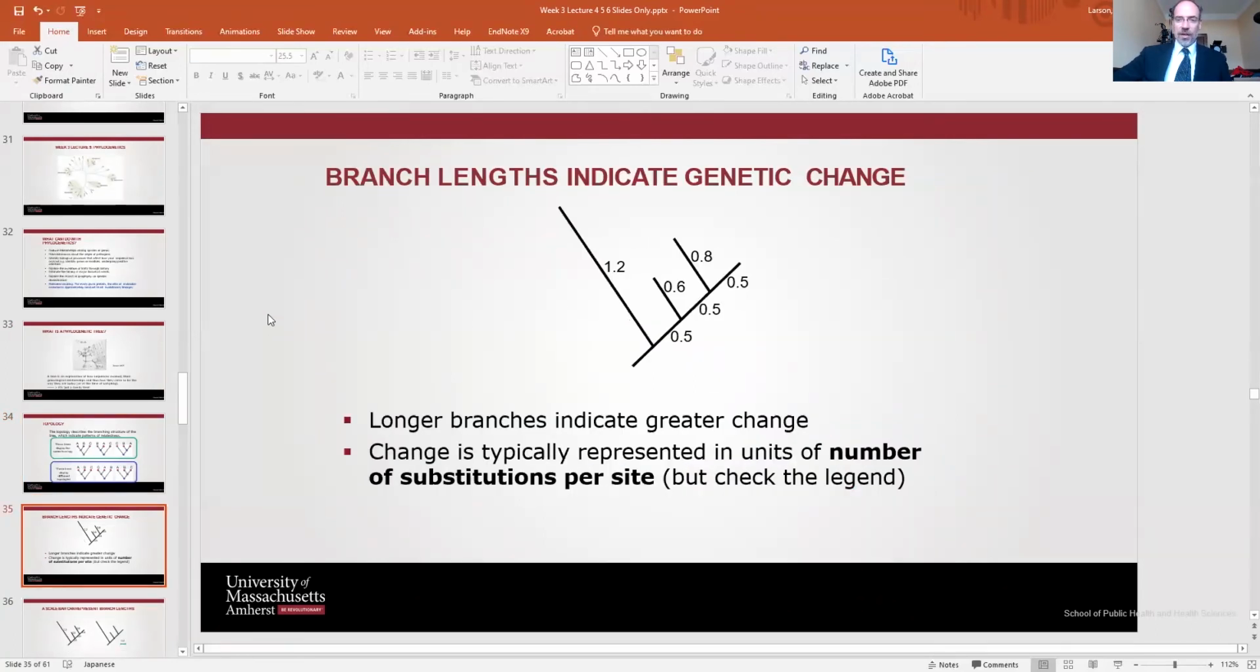Branch lengths indicate genetic change. Longer branches indicate greater change. Change is typically represented in the number of substitutions per site, but you should check the legend of any figure that you look at.